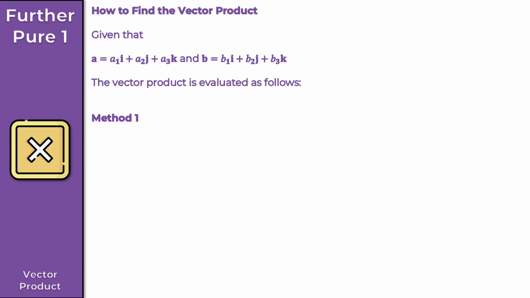Now there's two ways to do this. I'm going to split this up into method 1 and method 2. So let's begin with method 1. To find the vector product of these two vectors A and B, so that's A crossed with B, that is equal to the following.